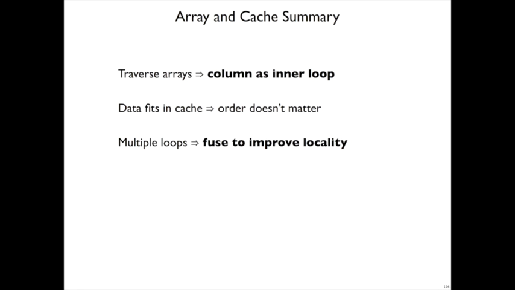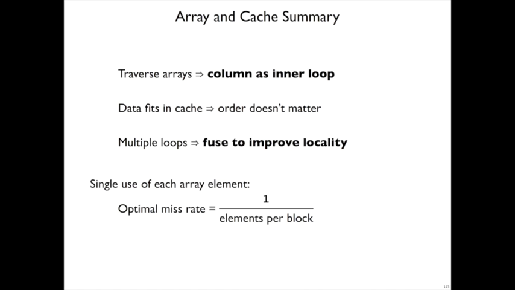So just to summarize what we learned from this investigation, if you have a program that's walking over an array, then you want to make sure you're traversing a C array using the column as the inner loop, row as the outer loop, which is another way of saying row major. If your data fits in the cache, though, you don't have to worry about this. It's probably good practice, but if you know for some reason it fits in the cache, you can do whatever order you want. Meanwhile, if you have multiple loops, you should fuse them so that you get better spatial locality.